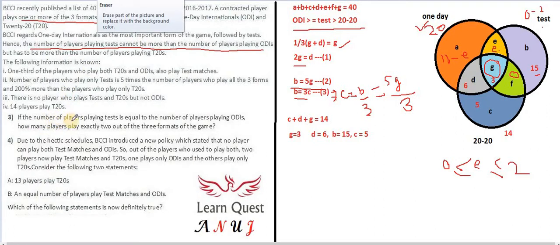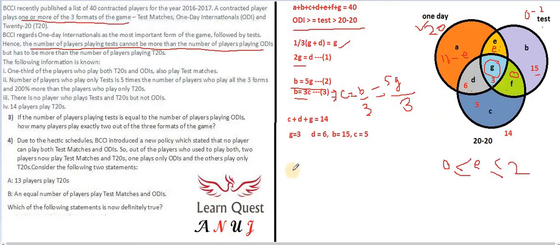Now the third question is, if the number of players playing test is equal to the number of players playing ODIs, means this is also 20, then how many players play exactly 2 out of the 3 formats of the game? So exactly 2 out of 3 means E plus F plus D. D plus E plus F value they are asking.